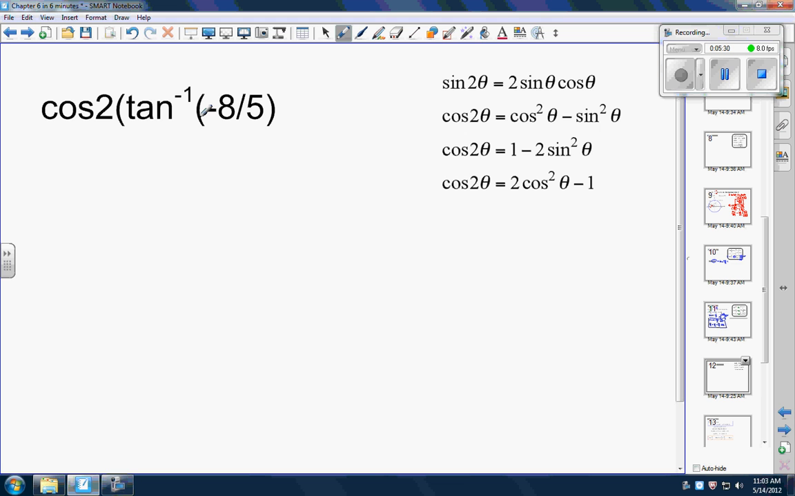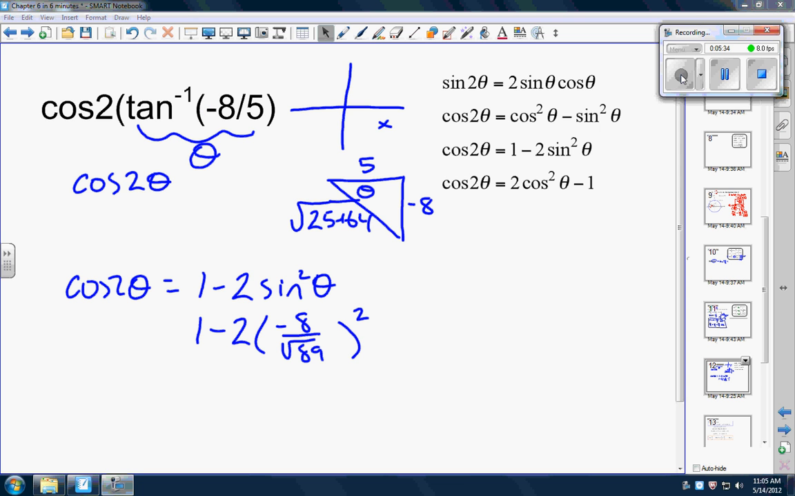These types of problems caused you guys some issues here. So if you see something like this, it's a cosine 2. This is an inverse. So inverses are really just asking for angles. So rewrite it as a theta, cosine of 2 theta. Draw your triangle in the appropriate quadrant. Pick any one of the formulas you want. I picked the second one and plug those in and see what happens.